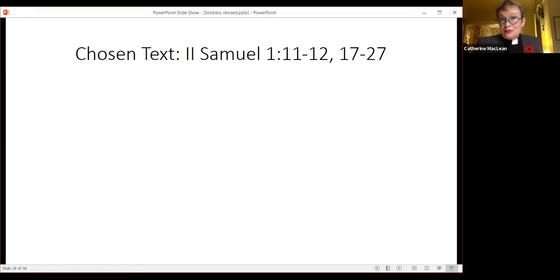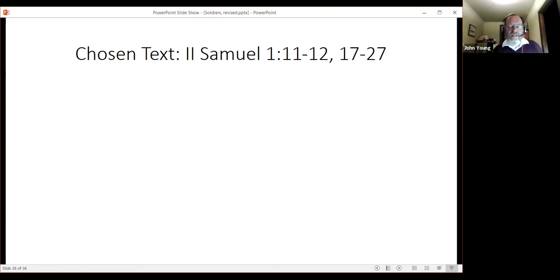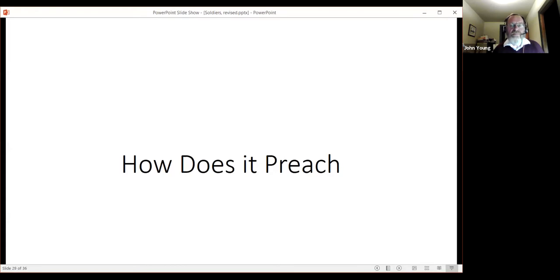Those are some pieces you could choose to work with, and John has chosen to work with this strong piece from 2 Samuel. So, John, over to you again. Thanks, Catherine. Appreciate that. And Stephen, if you can advance this to the next one.